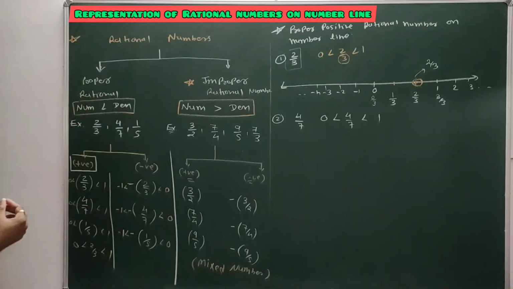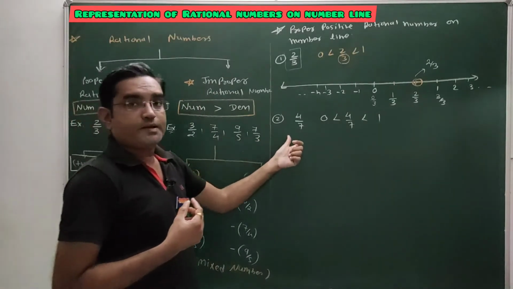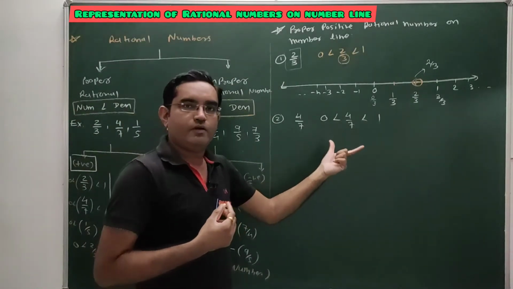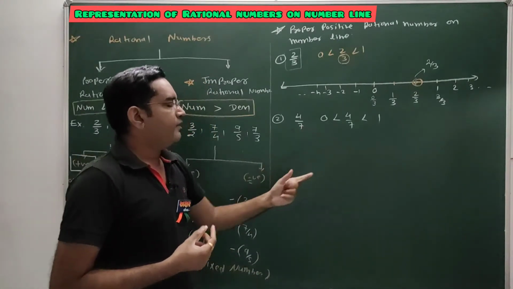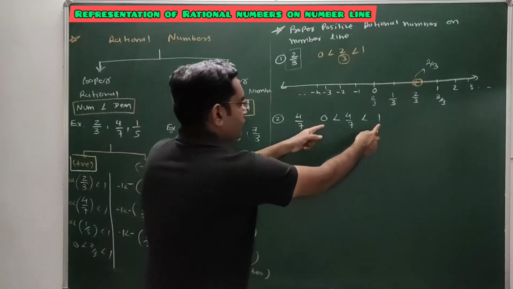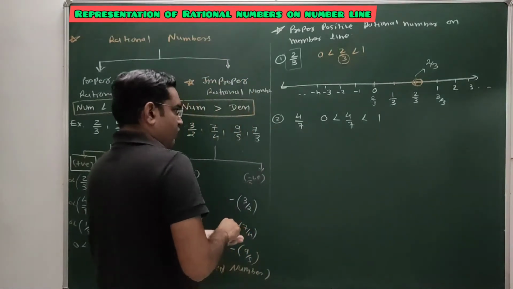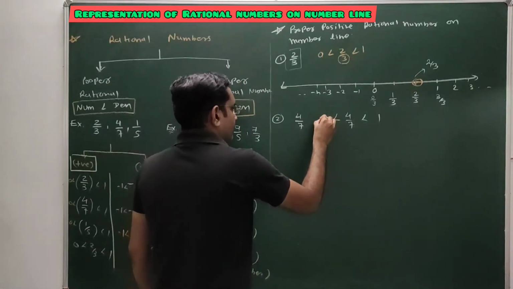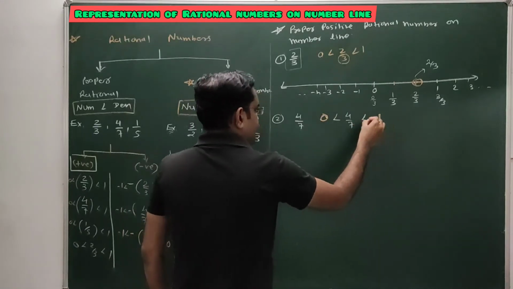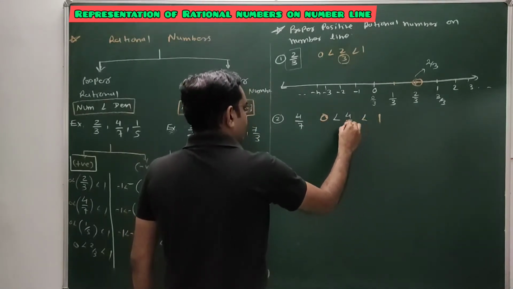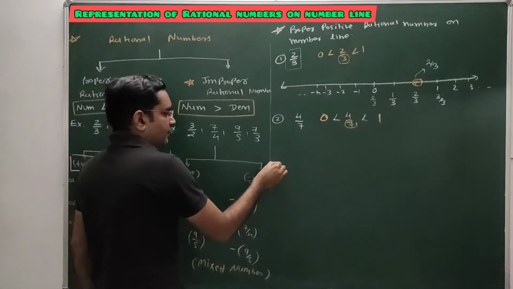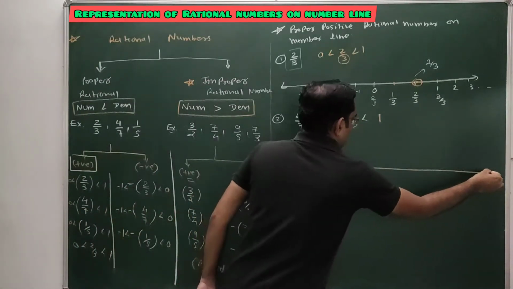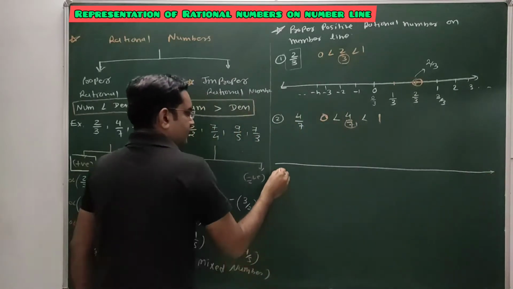This positive proper rational number lies between 0 and 1. Done. Now we have to draw a number line and we will divide the gap between these two integers 0 and 1. We have to extend it, and into how many parts do we divide that gap? The number in the denominator, 7, so we have to make 7 equal divisions. Done. When we draw the number line, at that same time we will draw 7 equal divisions with the help of our scale.